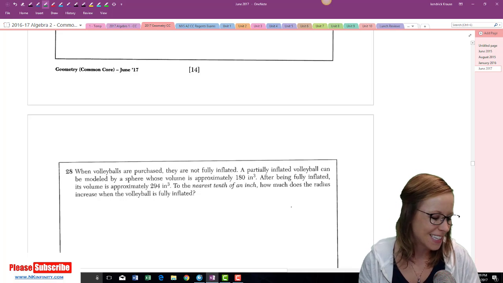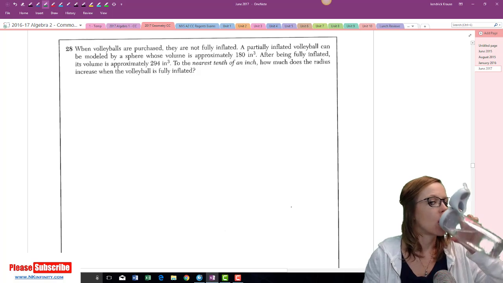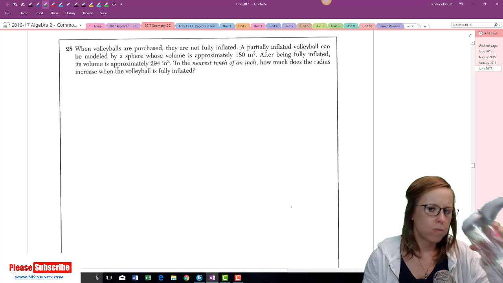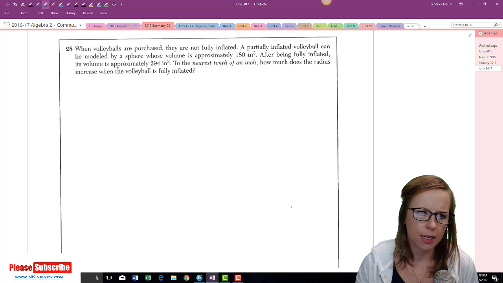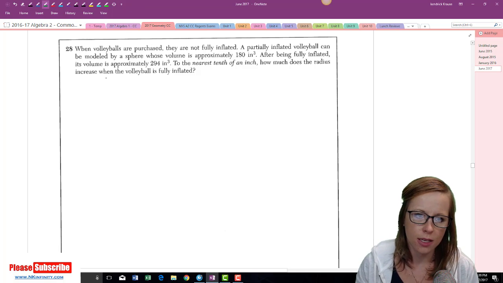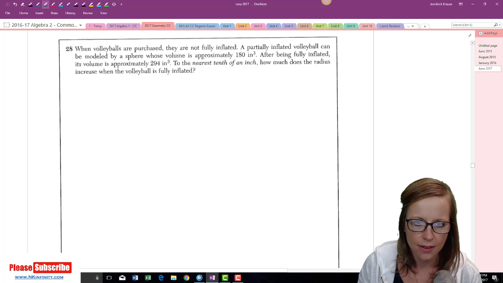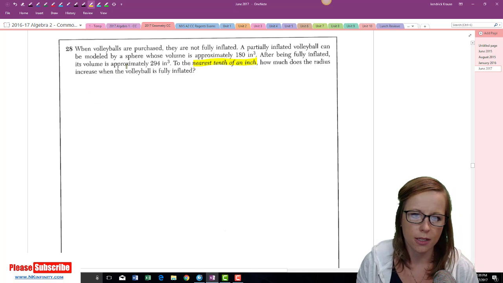All right. When volleyballs are purchased, they are not fully inflated. A partially inflated volleyball can be modeled by a sphere whose volume is approximately 180 inches cubed. After being fully inflated, the volume is approximately 294 inches cubed. We haven't changed units, thank goodness. To the nearest tenth of an inch, how much does the radius increase when the volleyball is fully inflated?